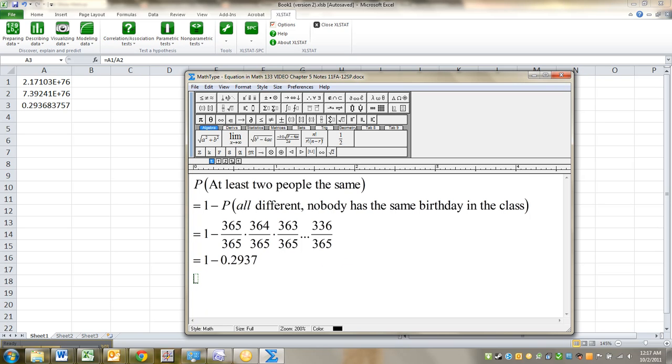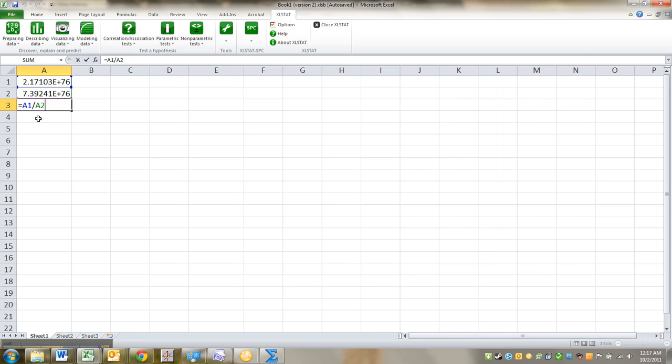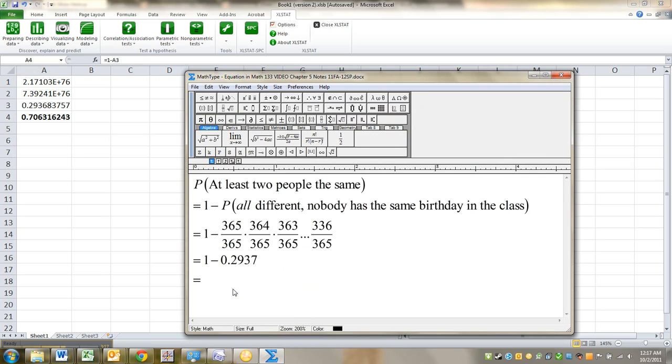So what's the chance that at least one of them, or excuse me, 2 of them have the same birthday? That would be 1 minus that, which is 70.6%. So just think about that. The next time you're in a room with 30 people, any room of 30 people, the chances of at least 2 of them having the same birthday is 70.63%.